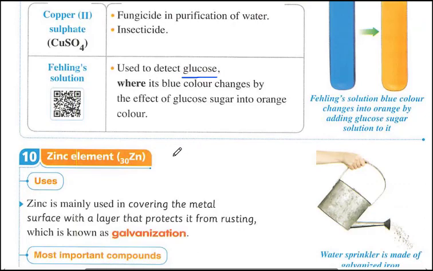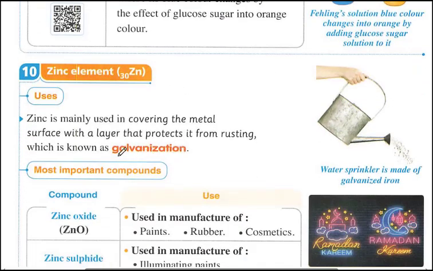Zinc here is mainly used in the process of galvanization, which is the process of covering other metals with zinc to protect them against corrosion and rusting. So in molten zinc, we can dip any metal, and the zinc will cover this metal with a very small layer of zinc, which we call the galvanization process. It is done to protect the covered metal from rusting and corrosion.